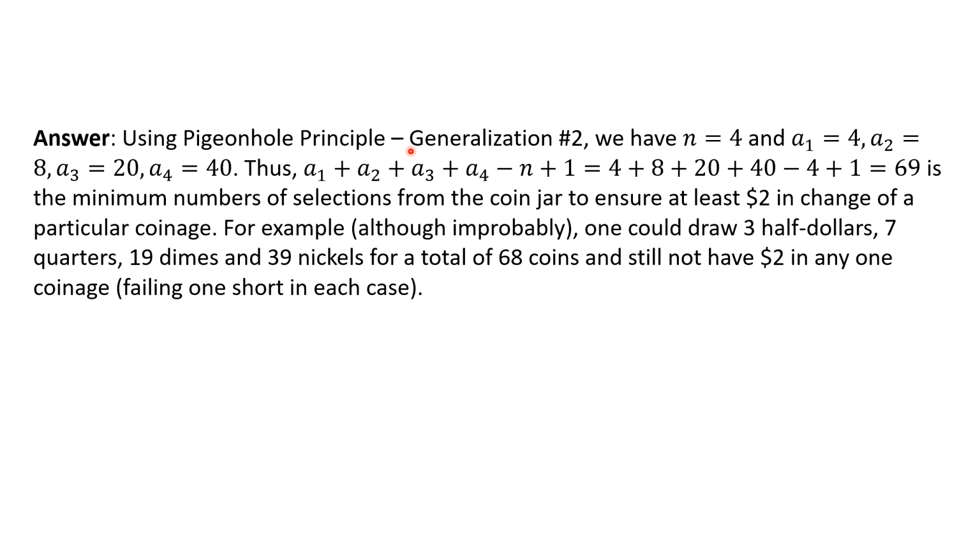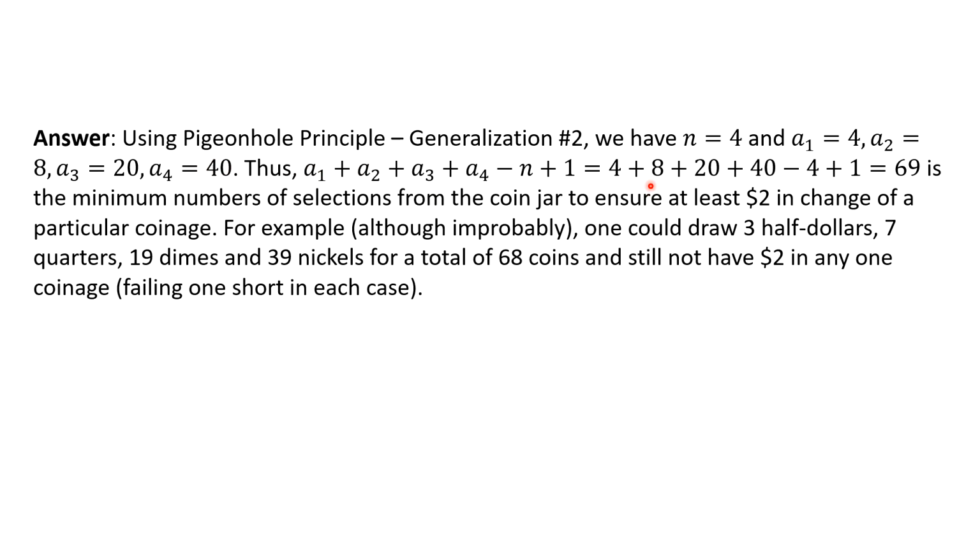So we're going to use the Pigeonhole Principle generalization number 2. We'll let n equal 4. So that'll give us 4 containers, so to speak. Each container will represent a different coinage. Then A1 will be 4. That's the number of half dollars you need to make $2 and change. Then A2 is the 8. That equals the number of quarters. A3 is 20. That's the dimes. And then A4 represents the nickels. We'll set that to 40.